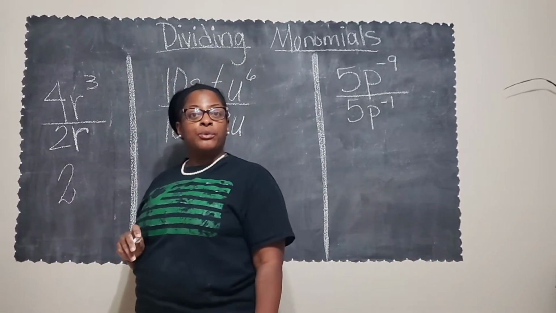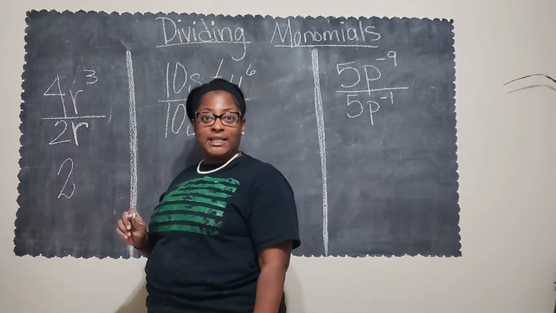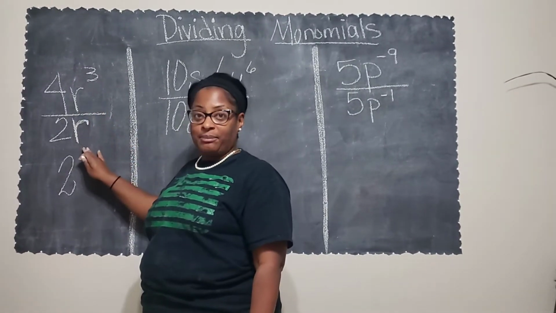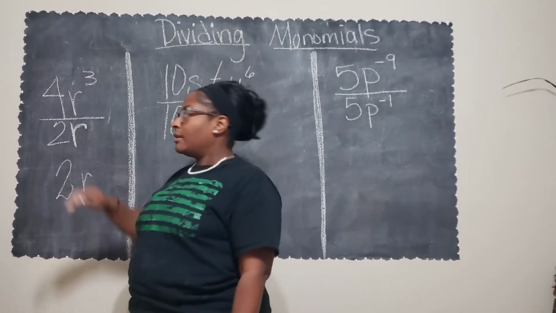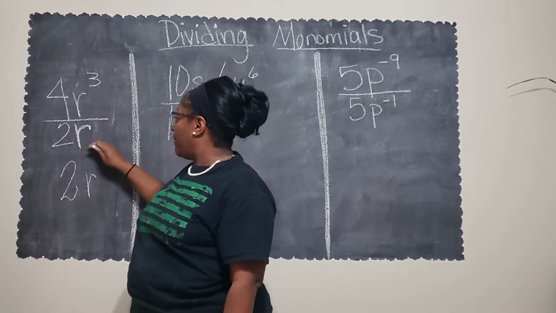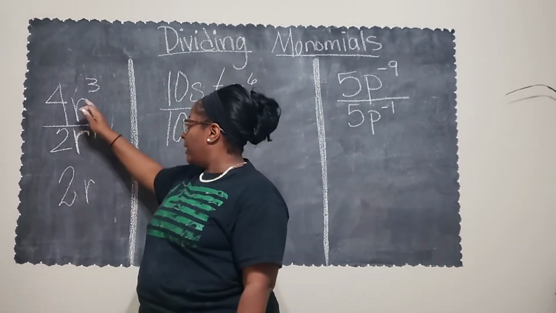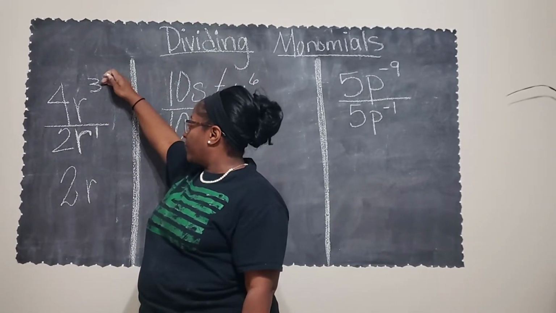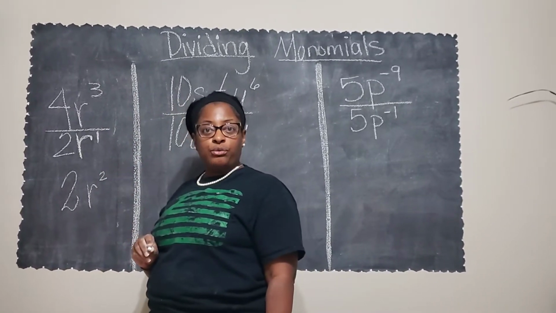If you remember the rules of exponents, when dividing like bases, you subtract the exponents. The r's are like bases, so we keep the base and we subtract the exponent. We have r to the third divided by r to the first. That is known to be a 1. So we keep the base, subtract 3 minus 1 to get 2. And my answer is 2r squared.